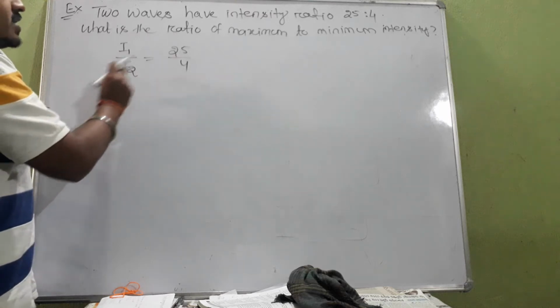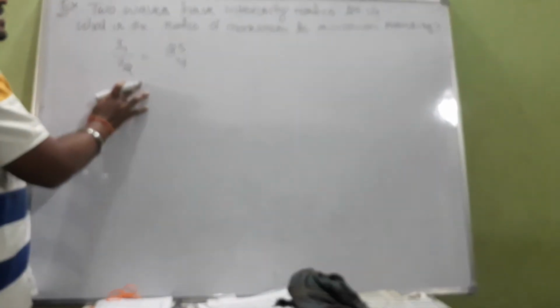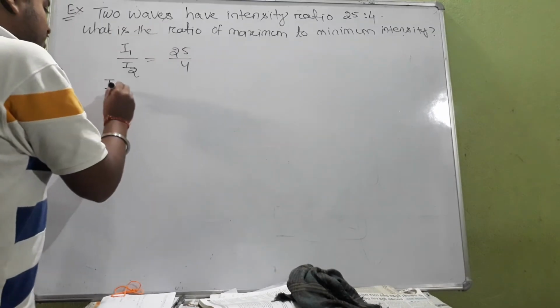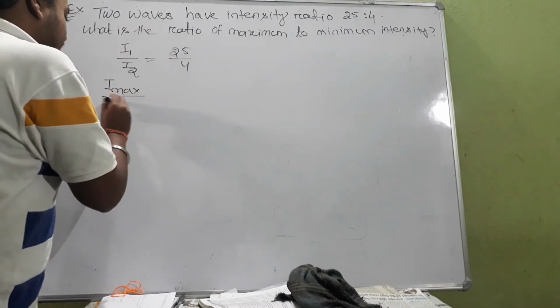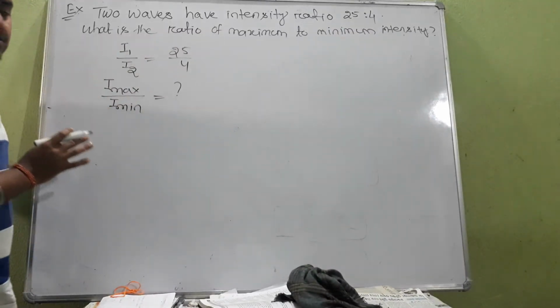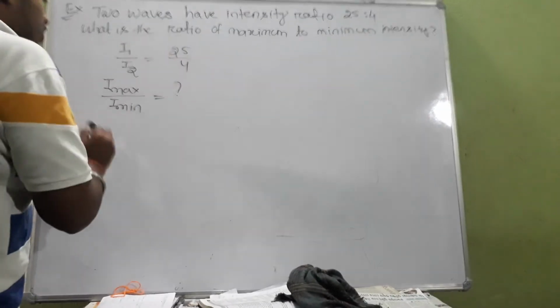Means I1 by I2 equal to 25 by 4. Then what is the ratio of maximum to minimum intensity? So we will find out I max divided by I min is how much. This we will find out. Now I1 by I2 equal to 25 by 4.